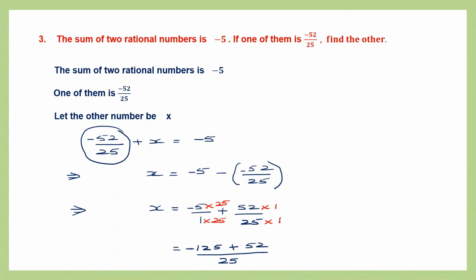So here we have a minus sign. And we have another plus sign. So when signs are different, we put the sign of the bigger number and we subtract. So we have to subtract 125 minus 52. 5 minus 2 is 3. Borrow here, 12 minus 5. That is 7. So minus 73 by 25. This is the value of x. And x, as we know, is the other number. So we have found the value of the other number to be minus 73 by 25.